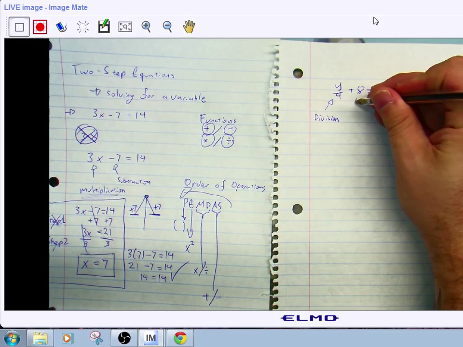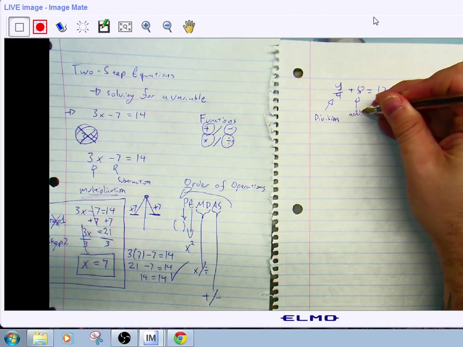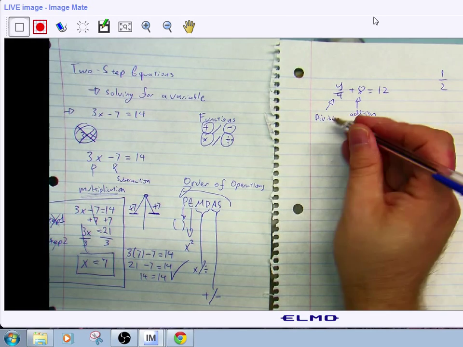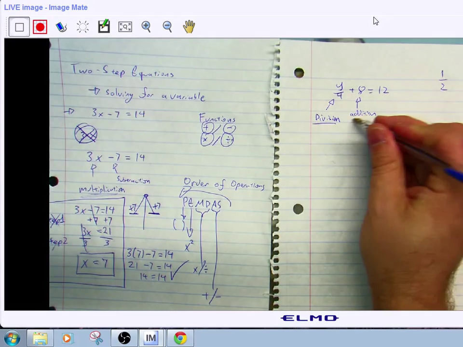And then plus 8, I hope we see, is addition. So I'm going to work backwards through my order of operations. What am I going to do first? Am I going to cancel out the division or am I going to cancel out the addition?